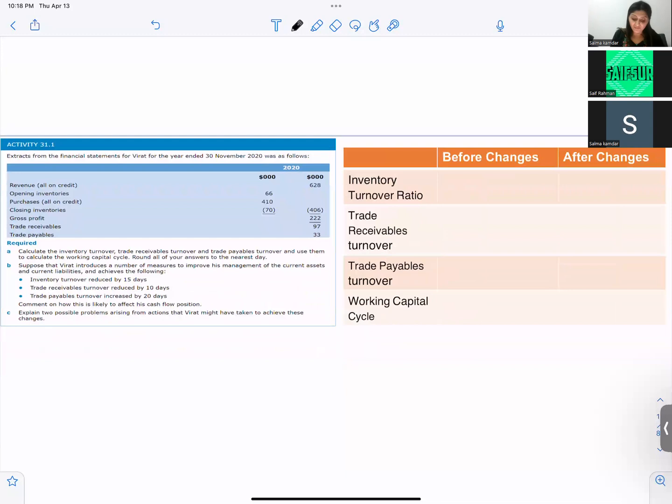In this, you have to find out the working capital cycle ratio before the changes and the working capital cycle ratio after these changes are being implemented. Come on, start doing it.